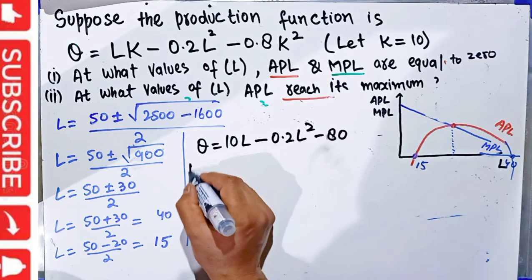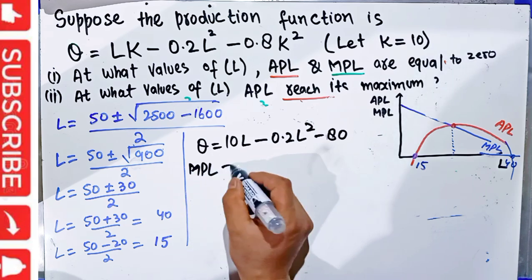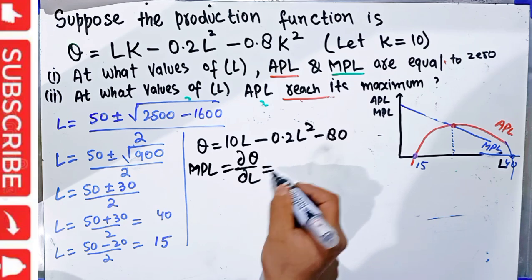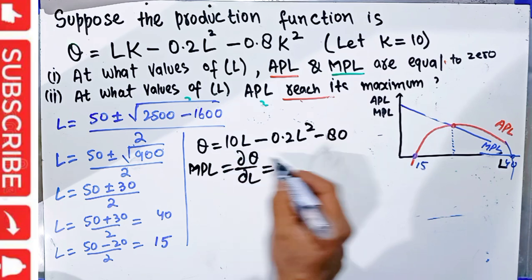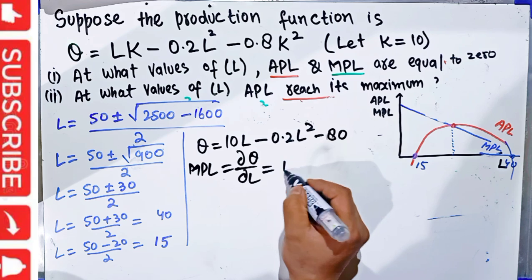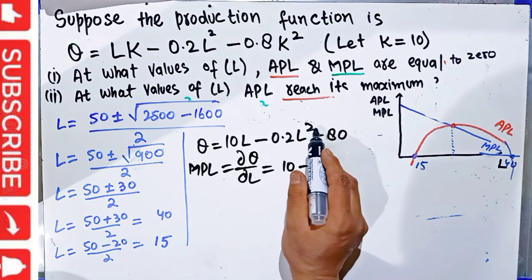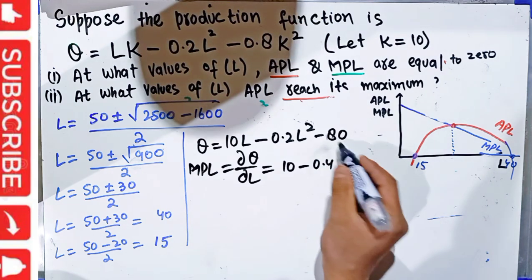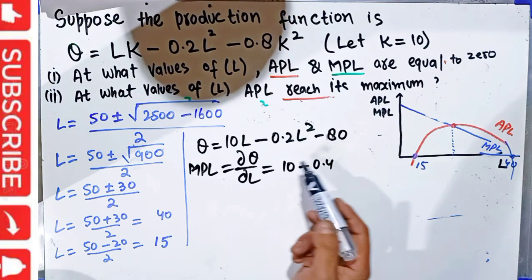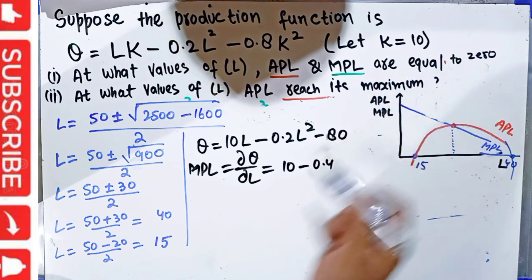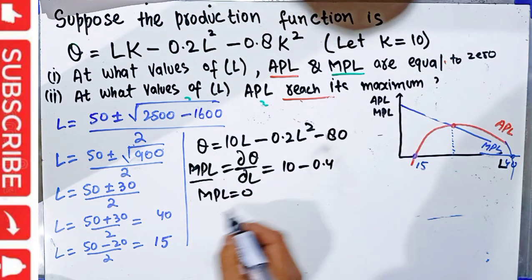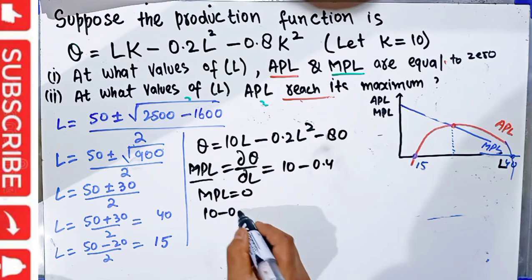Now what is the marginal product of labor? It is simply the derivative of the production function with respect to labor. The derivative of 10L is 10. The derivative of L square is 2L, so 2 into 0.2 is 0.4L, and the derivative of the constant is 0. We are supposed to find the value where MPL is equal to 0, so we set MPL equal to 0. MPL is 10 minus 0.4L.